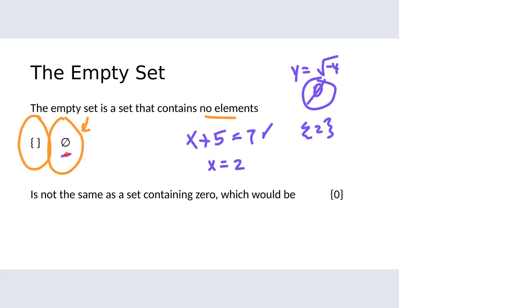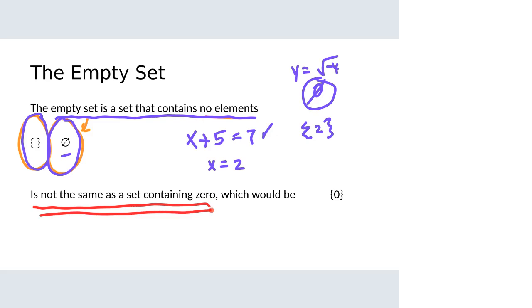Anyway, for our purposes, the empty set is a set that contains no elements, and you can write it in either of those 2 ways. One distinction I want to make sure to point out is the empty set is not the same as a set that just contains 0. This set right here has an element in it. It has 0 in it. So that's not an empty set. This is a set that does have an element. That element just happens to be a 0.